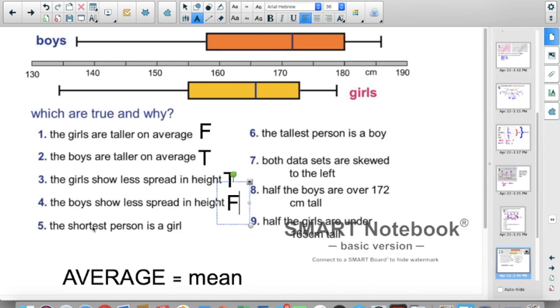The shortest person is a girl? Yeah, yep, minimum, yep. The tallest person is a boy. Is the max a boy? Sure is, that's true.